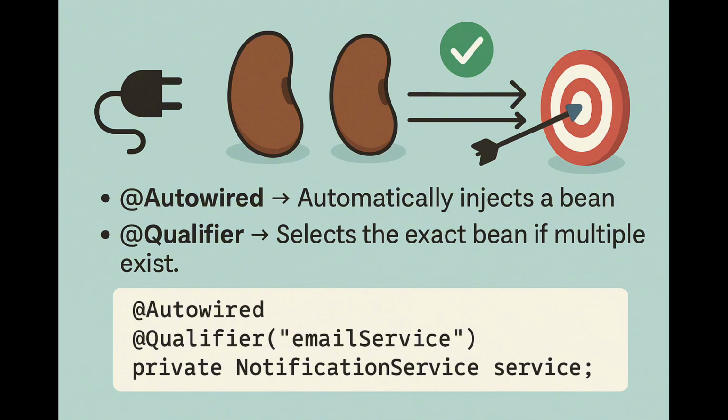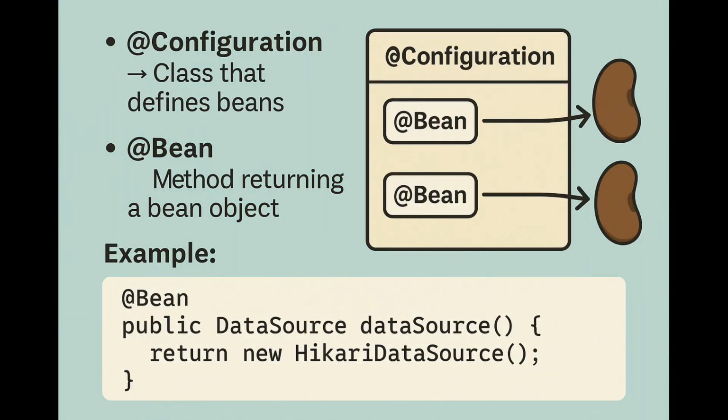Configuration and Bean. Sometimes we want more control over how beans are created. That's when we use @Configuration and @Bean. With @Configuration, we mark a class that defines beans. Inside it, @Bean methods create and return objects that Spring will manage as beans.